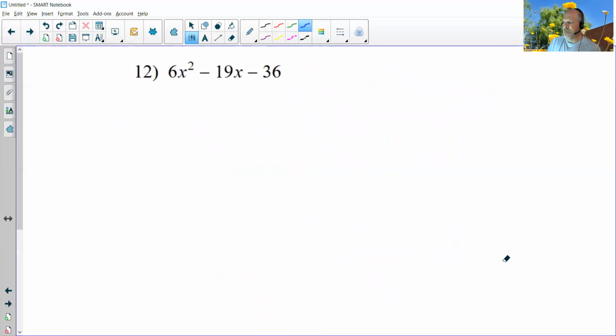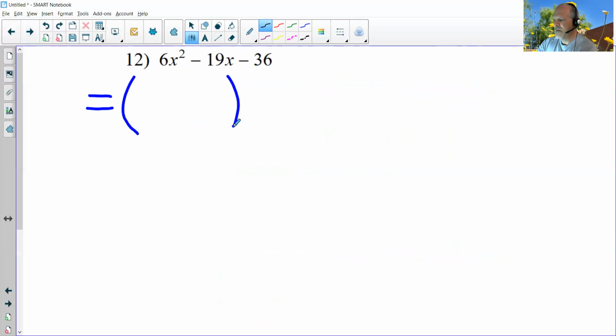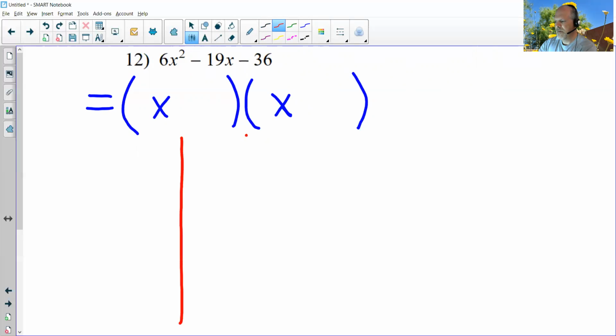Let's do one more that's a little more complex. There is no GCF on this one because of the 19. So let's write our columns. Put that out of the way. So this will give me 2 sets of parentheses. I know that I'm going to have an X here and an X here with numbers in front. And then let's put our columns.